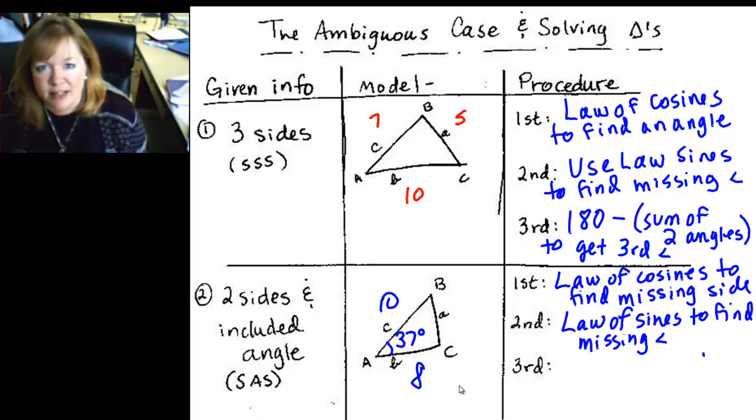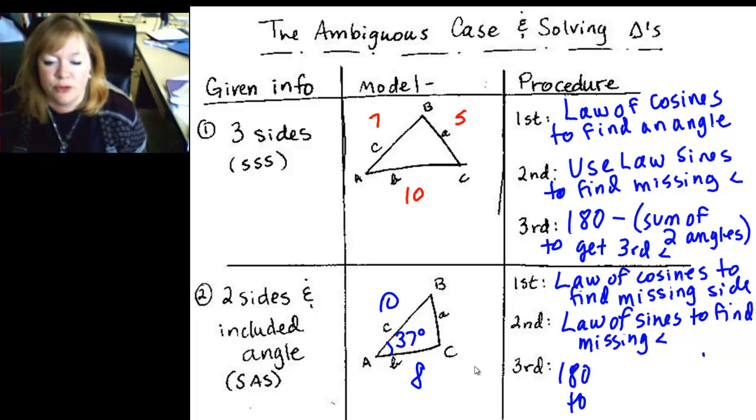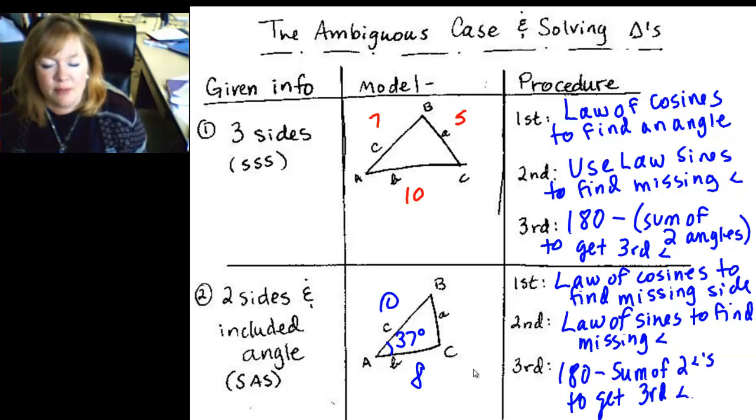I like the law of sines. It's a proportion. There are no square roots. And then third, take 180 minus the sum of the two angles to get the third angle. Once you have two angles, the third angle is very easy to find. So that's side, side, side, and side angle side. Both of those start with the law of cosines.